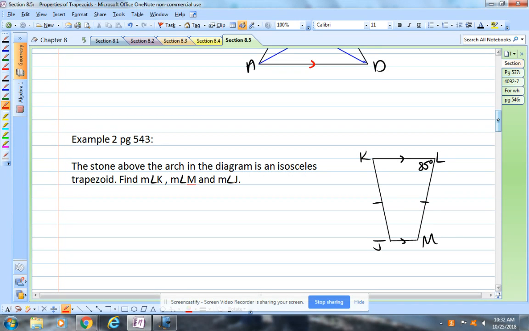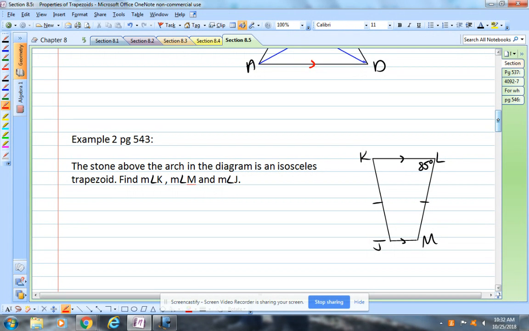JM is parallel to KL because those have the parallel line markers. All right. And it also shows you that KJ is congruent to LM. So the legs are congruent, making it isosceles. They want you to find all of the other angle measures. They show you in the picture that the measure of angle L is 85 degrees.